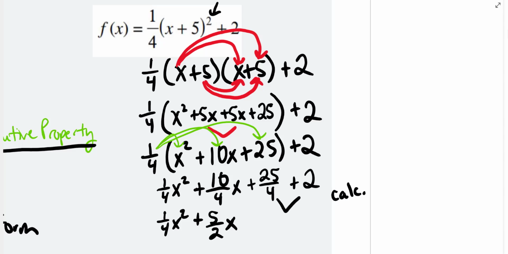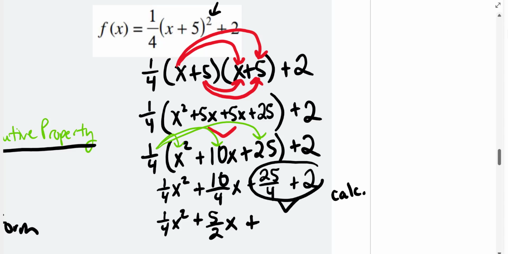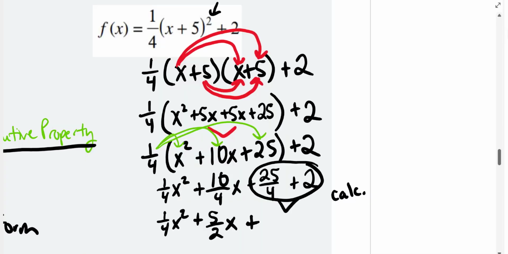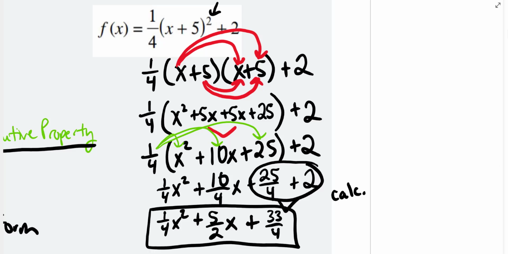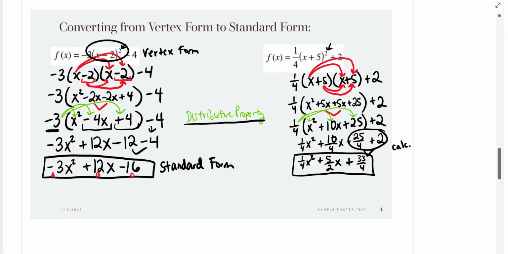All we have to do is type this in. I'm going to save the calculator to simplify. So we're going to do, again, alpha, and the button right next to it. We're going to do 25/4, and then we're going to be adding 2. Plus 2 equals 33/4. It's going to be 33/4. And you can just leave your answer just like this. And that is how you convert from vertex form to standard form.